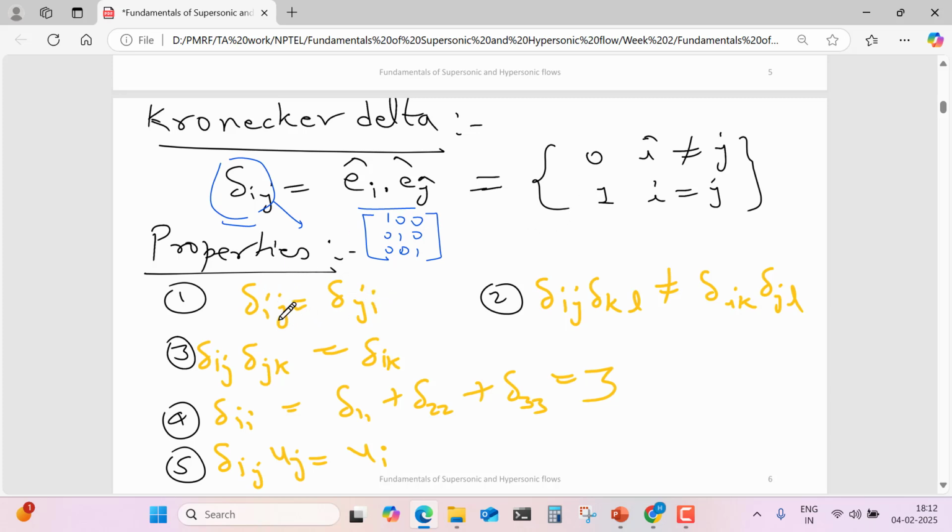There are some properties of it. We can interchange the indices: del ij equals del ji. If we multiply two Kronecker deltas, del ij into del jk, which have one index the same, we can remove that index and it becomes del ik. And if we multiply two Kronecker deltas, del ij into del kl, then we cannot interchange the indices.